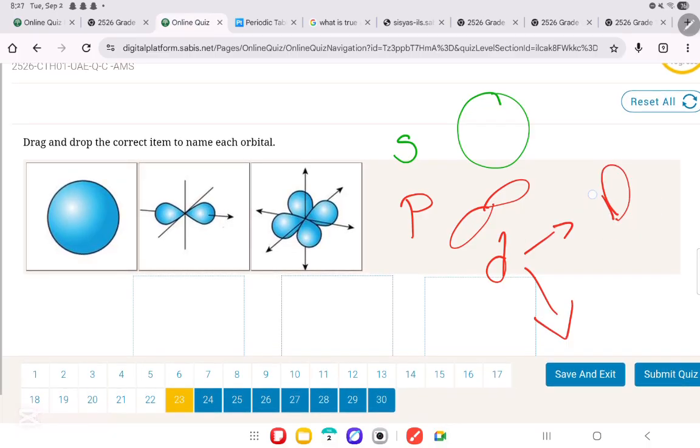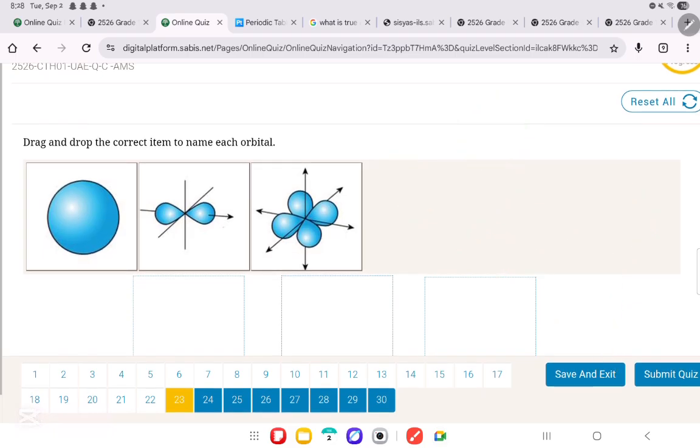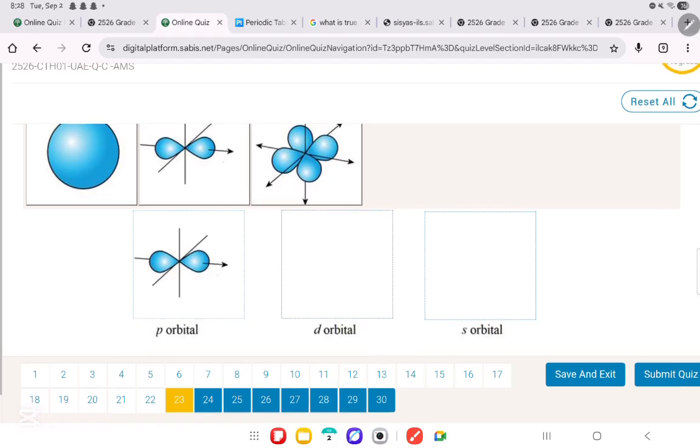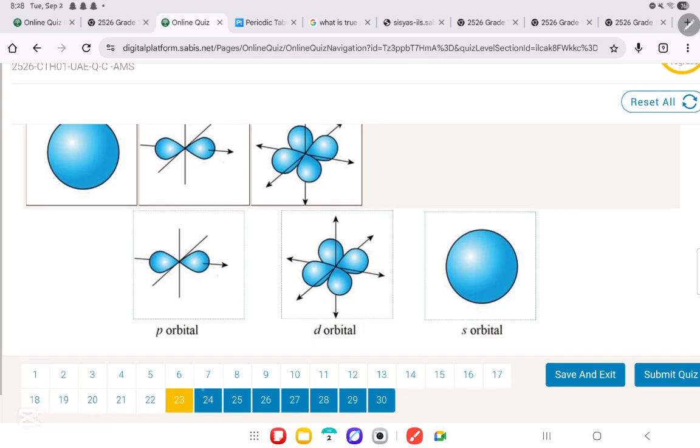It looks like this. This is a clover shape. Or it has what? It has two dumbbells and a ring or a donut in the middle. These are the two shapes of D. So that is it for this question. They want p orbital, of course, it's two dumbbell shaped. D orbital, it's a clover leaf shape, or it's the two dumbbell with the donut in the middle. And then s orbital, it is what? It is a circle or a sphere.